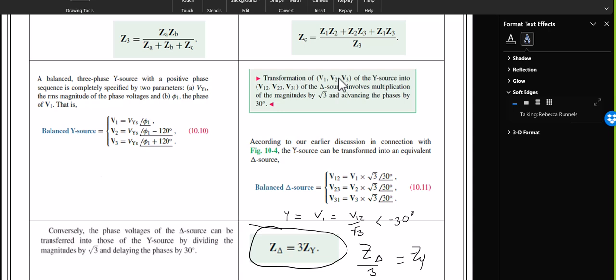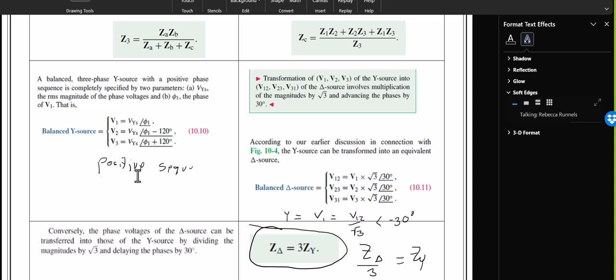I don't know that you will need to do that, but I do know that you will need to be able to figure out what the other phase voltages are given one phase voltage, and you'll need to know what positive sequence means and what negative sequence means, and we'll get to that when we get to that problem. So you will need to know that.